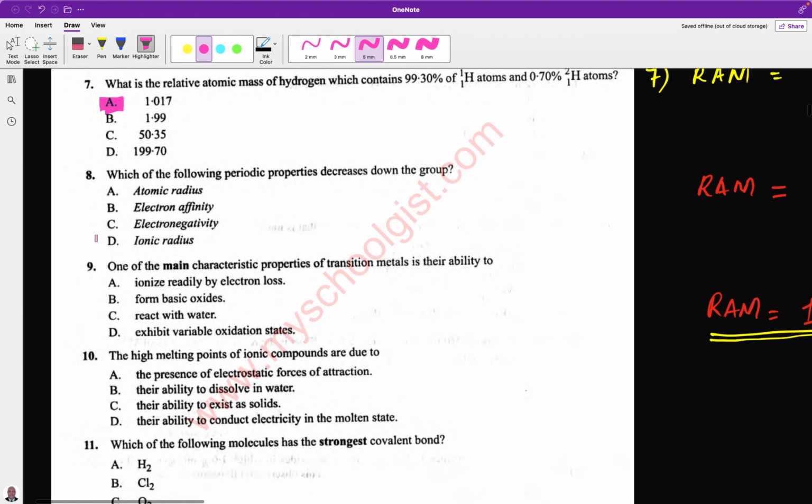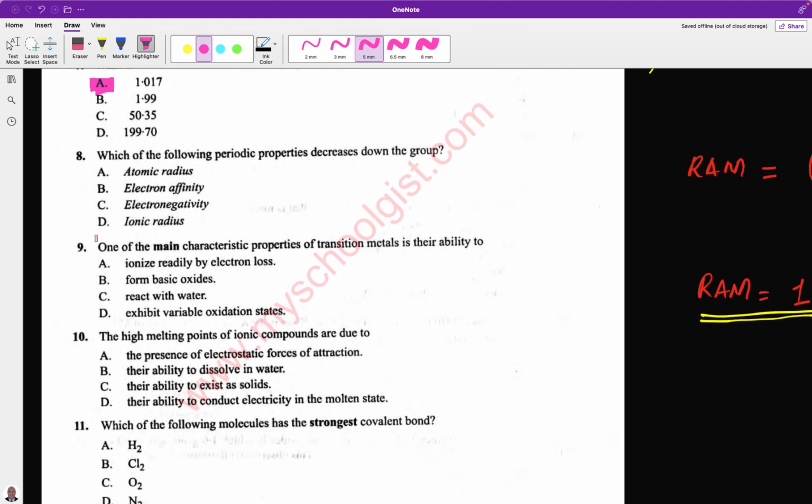8. Which of the following periodic properties decrease down the group? Now, atomic radius. Atomic radius is not decreasing down. Instead, it is increasing down the group because the number of shells are increasing.